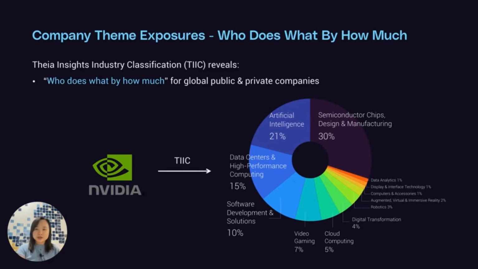And we map each company's business activities to the themes with exposure values. For example, as of July 2024, our model estimates NVIDIA's business activities to be 30% semiconductor, 21% AI, 15% data center and high-performance computing, and with smaller percentages to other themes such as software, video gaming, and cloud computing. And you can see how companies' themes evolve across time, across the global market.